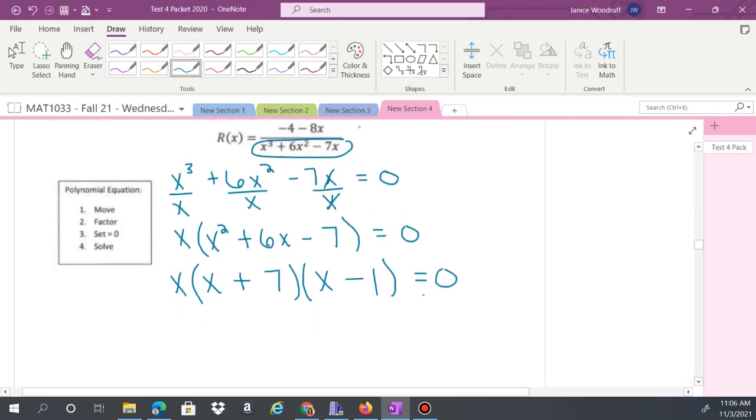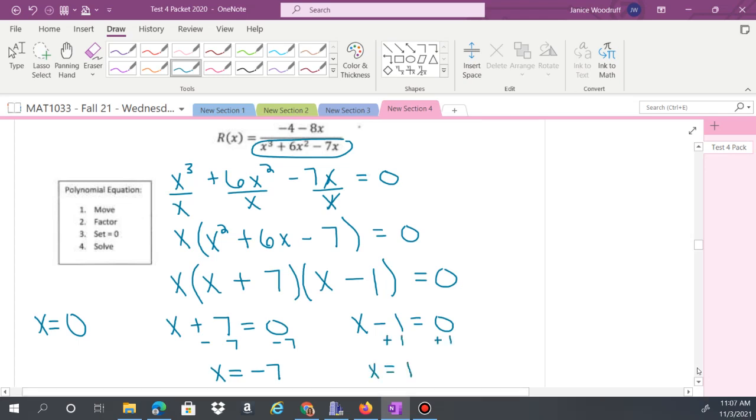Now I want to find those values of x. So I take each factor, set it equal to 0. So I have a factor of x equals 0. I have a factor of x plus 7 equals 0. And x minus 1 equals 0. So in my x plus 7, I'm going to subtract 7. 0 minus 7 is going to give me negative 7. And then in x minus 1, I'm going to add 1. 0 plus 1 is going to give me 1.